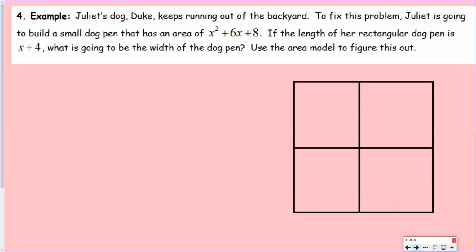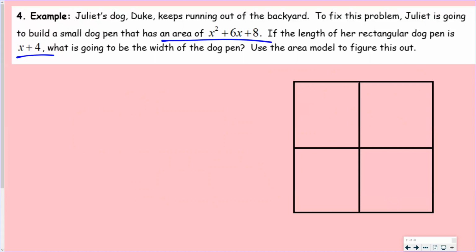All right, let's see. We got a word problem. Juliet's dog, Duke, keeps running out of the backyard. To fix this problem, Juliet is going to build a small dog pen that has an area of x squared plus 6x plus 8. If the length of the rectangular dog pen is x plus 4, what is going to be the width of the dog pen?